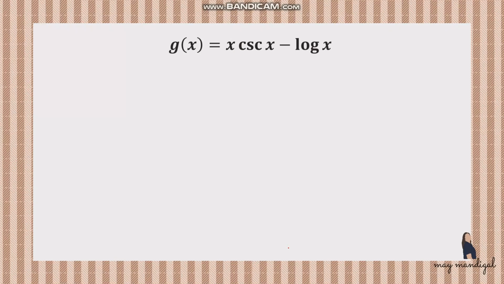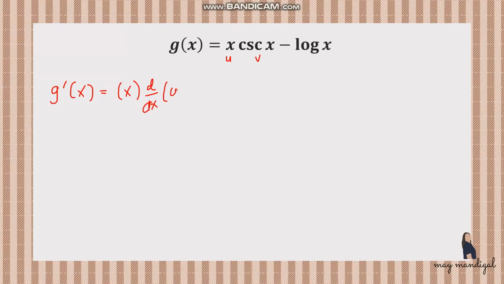Let's have another one. G of x equals x cosecant of x minus logarithm of x. So here we have two terms. And in the first term, we have to use the product rule. So this is u and this is v. And then we just have to get the derivative of the second term and then subtract it with the first one.